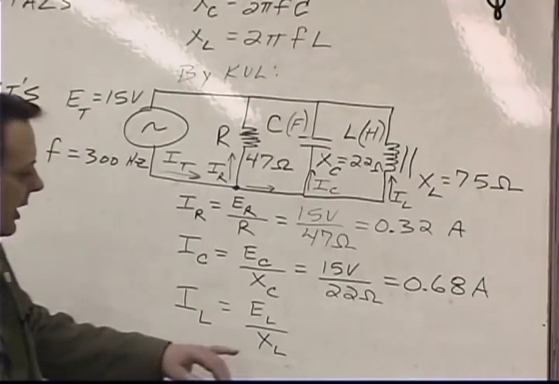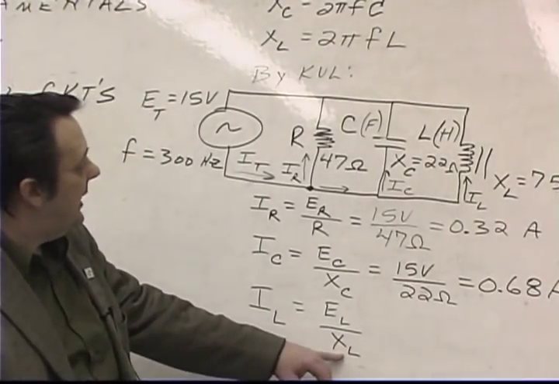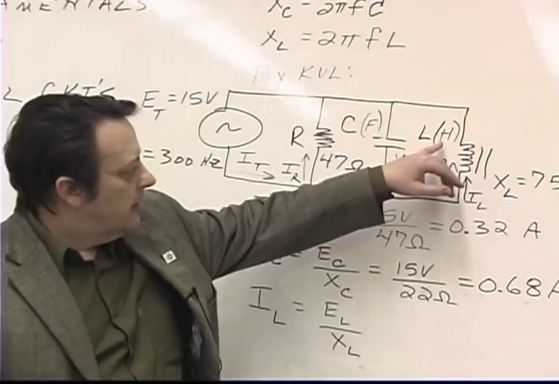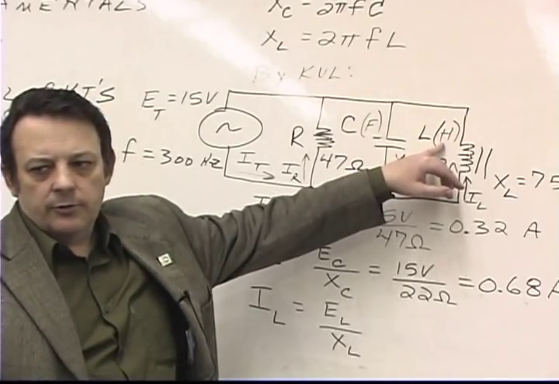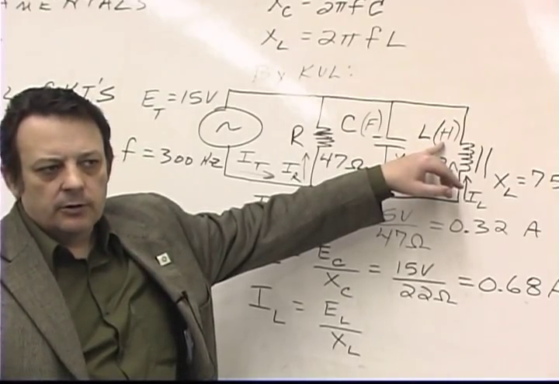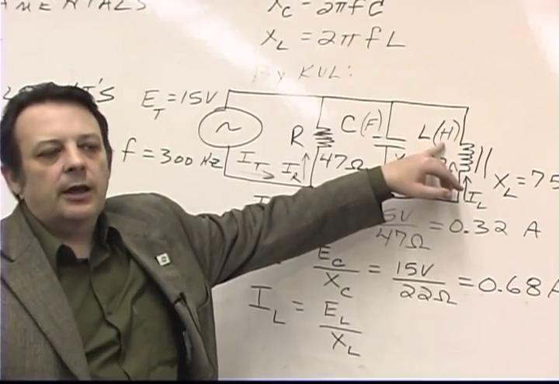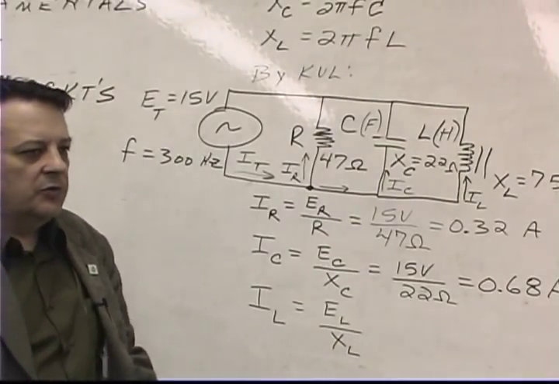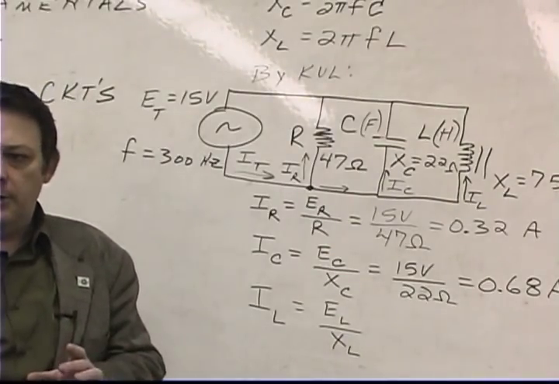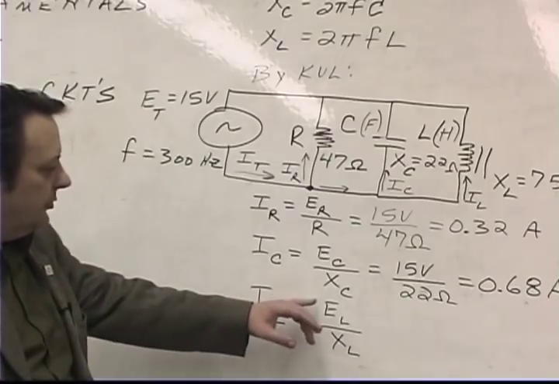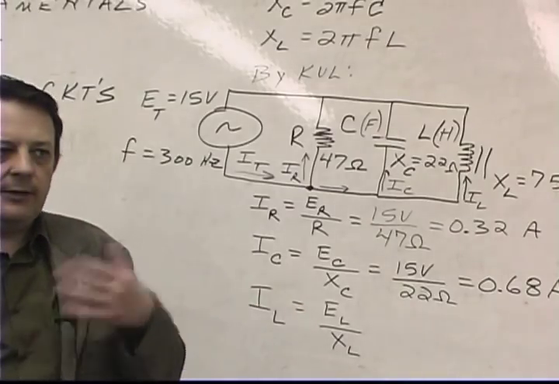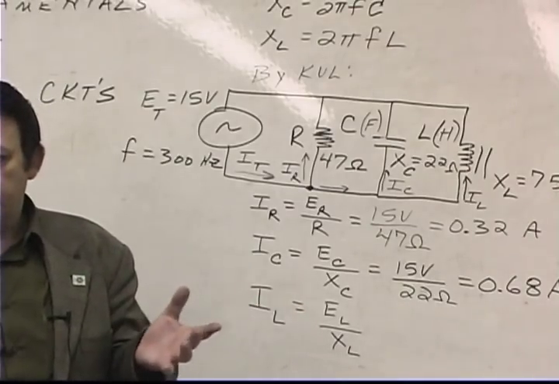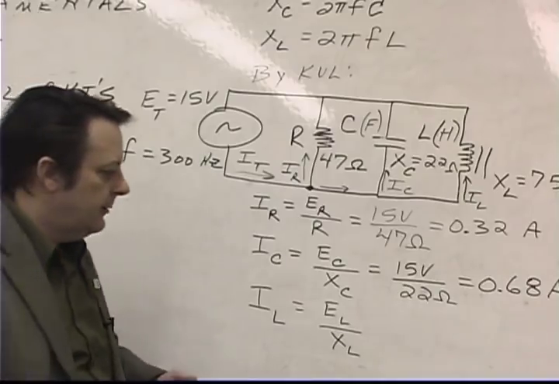And remind me again why it is that we can't use the energy storage rating of the inductor? Because it's measured in henries. And Ohm's law does not give us a formula where we can take voltage and divide it by henries. That would be a nonsense answer. It wouldn't mean anything. Okay?